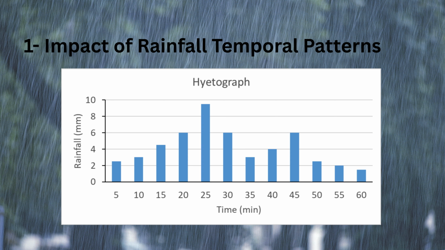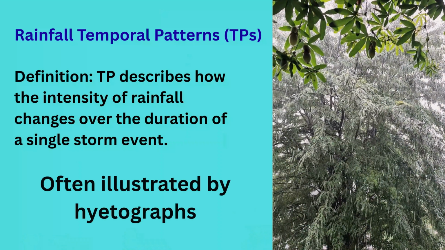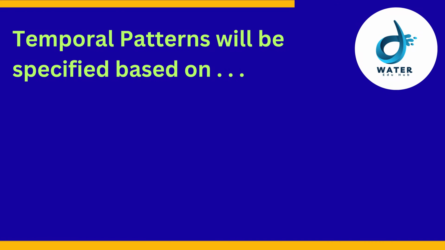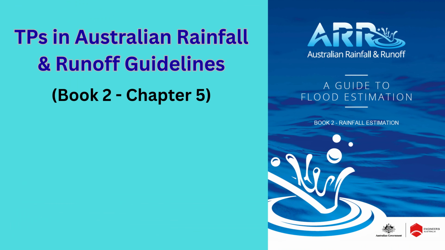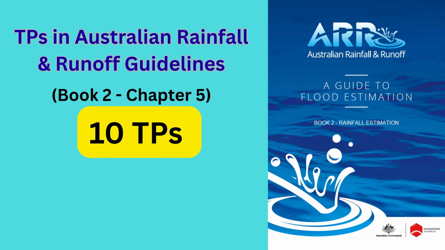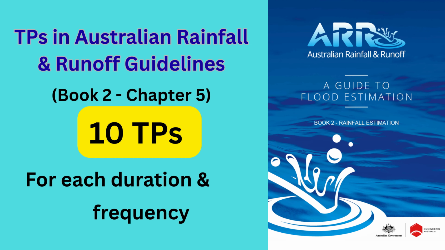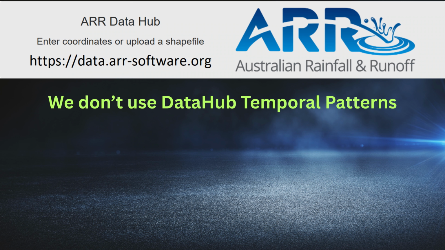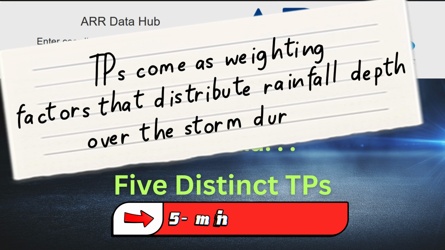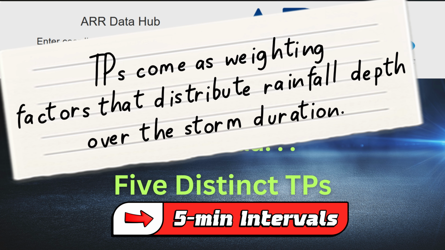First, we start with the impact of rainfall temporal patterns, or TPs, on catchment response. As you may know, guidelines recommend TPs for different rainfall durations and frequencies based on the historical data records. For example, Australian Rainfall and Runoff guidelines offer 10 TPs for each specific rainfall duration and frequency based on the recorded rainfall events in the country. This is provided in the AR&R data hub. However, in this sensitivity analysis, we will not use the data hub TPs. Instead, we use 5 distinct temporal patterns representing typical rainfall distribution scenarios as follows.